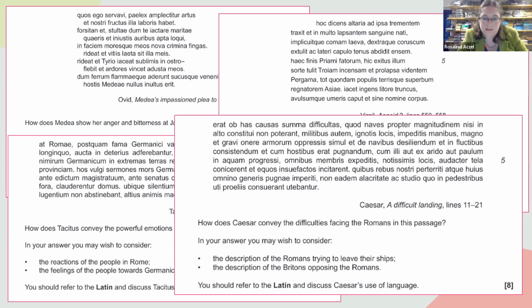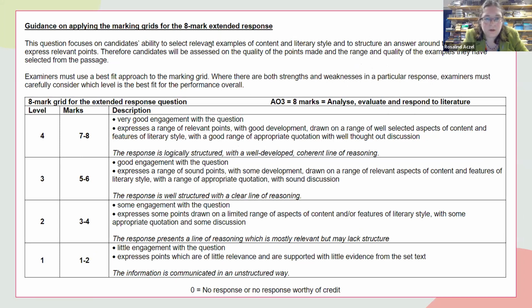So if you then look at the mark scheme for what you have to do for the 8-mark response, I never think these mark schemes are particularly helpful, because band 4, very good engagement with the question, band 3, good engagement with the question. I mean, distinguishing when you're trying to mark something what is very good and what is good is not always easy.